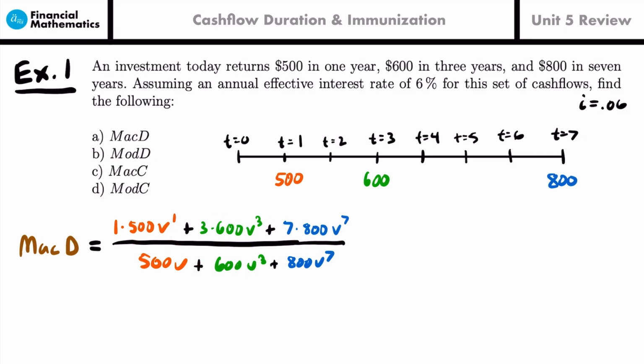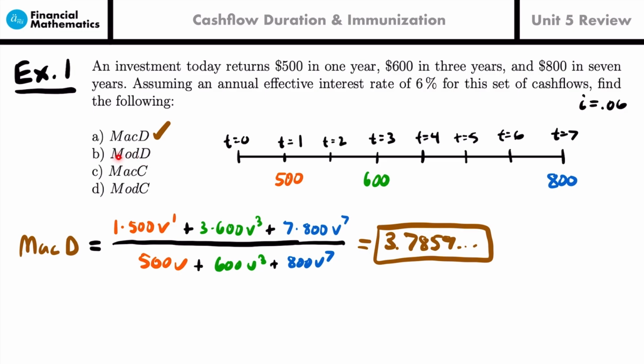Remember that the interest rate here is 0.06 or 6%, so you want to use that in each of those present value factors. And if you do that, you should find that the Macaulay duration is about 3.7859 and some more decimals, but I'm going to round it off there. That is the Macaulay duration for this set of cash flows. All right, so that takes care of part A. Now let's move on to part B.